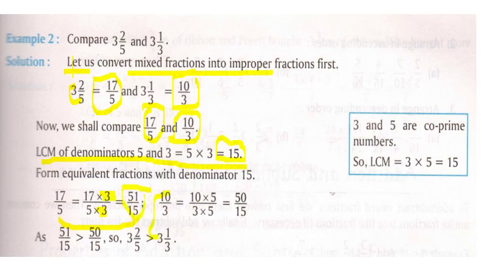Same way, your 10 by 3 will be changed to 50 by 15 using the like fraction technique. So now you can compare easily. 51 by 15 is greater than 50 by 15. So 3 whole 2 by 5 is greater than 3 whole 1 by 3.